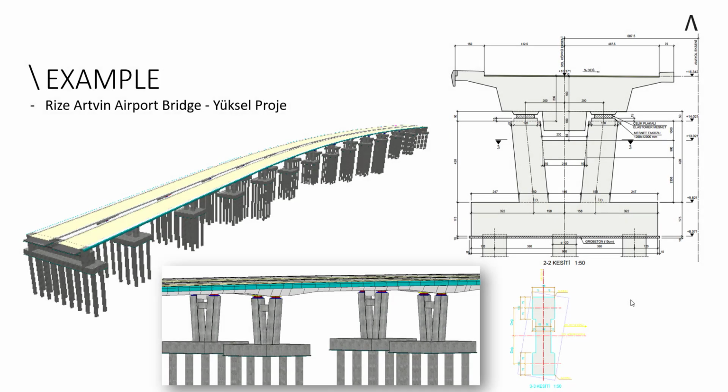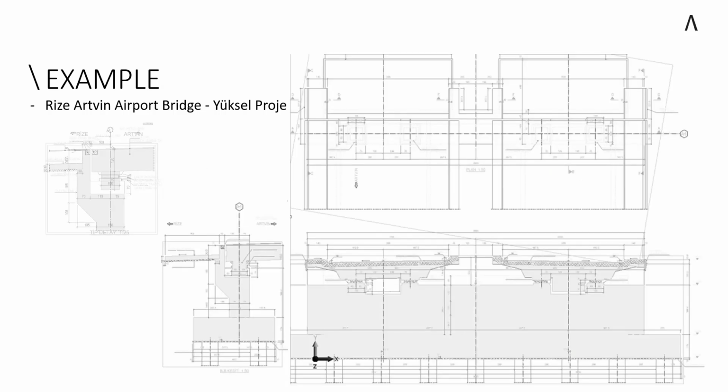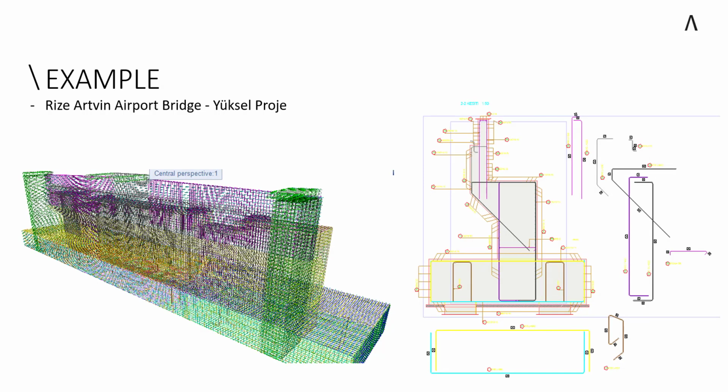Now let's come to the examples, and here the first one is from Turkey, from Yüksekproje. It's the Rees Artwin Airport Bridge, which was completely designed in Allplan Bridge and Allplan Engineering. And I have here a couple of pictures from general overviews, formwork, reinforcement, and so on, different things which were done actually with the software solution.